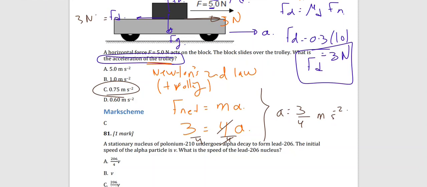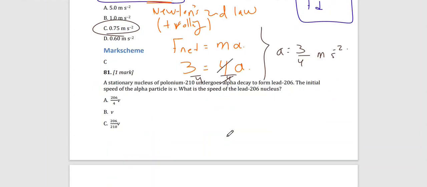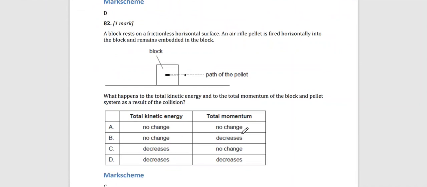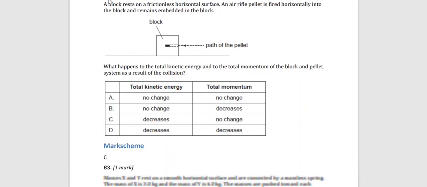Okay, question 82. You have a block resting on a frictionless horizontal surface, and I don't have friction. No, this one is easy. Let's go to question 83 and then 84.